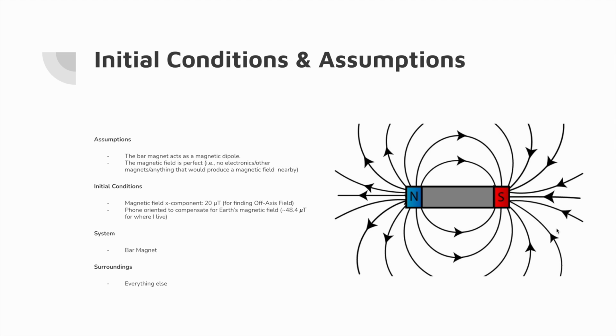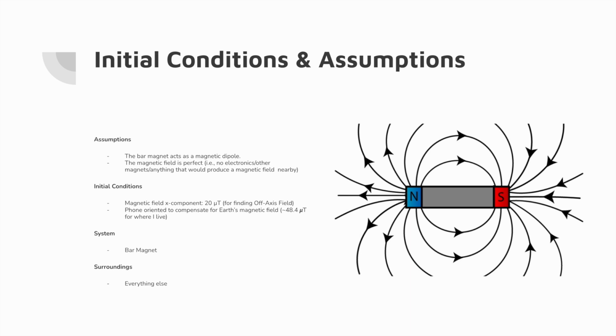So, initial conditions and assumptions: we're assuming the bar magnet acts as a magnetic dipole, and we're also assuming the magnetic field is perfect. Some initial conditions for finding the off-axis field were that the magnetic field had an x component of 20 microteslas, and then we changed from there.